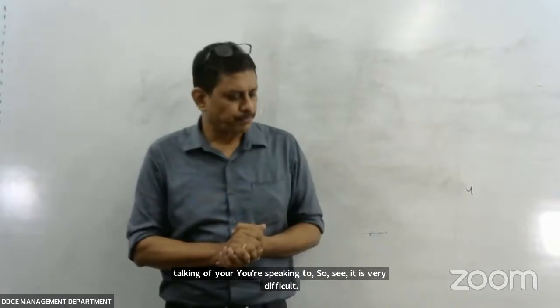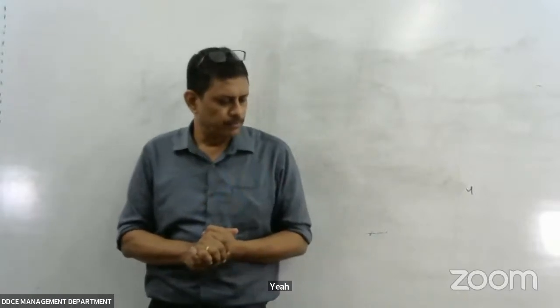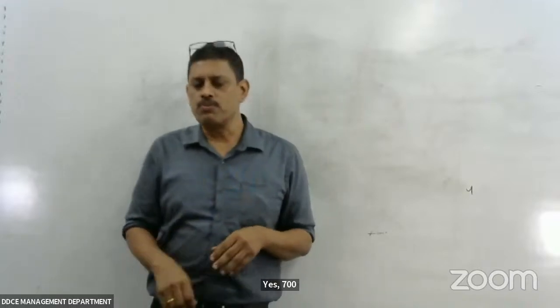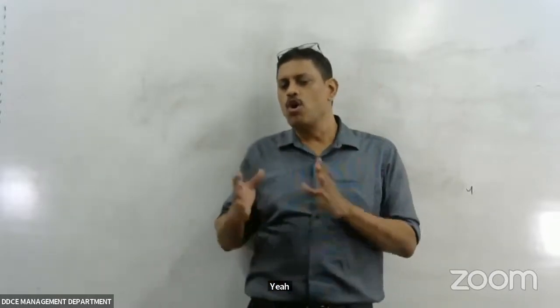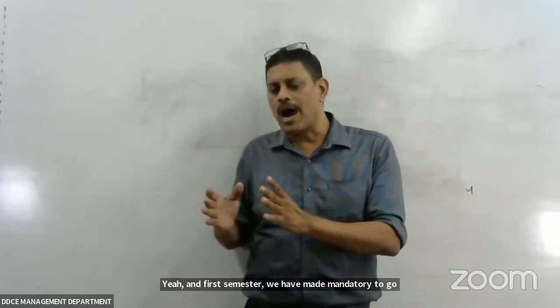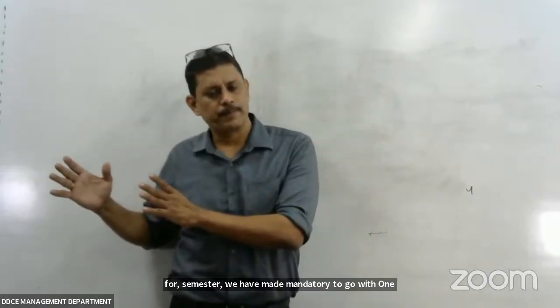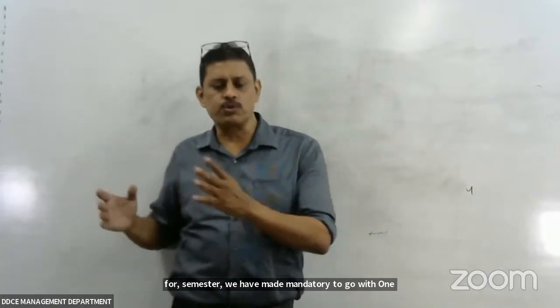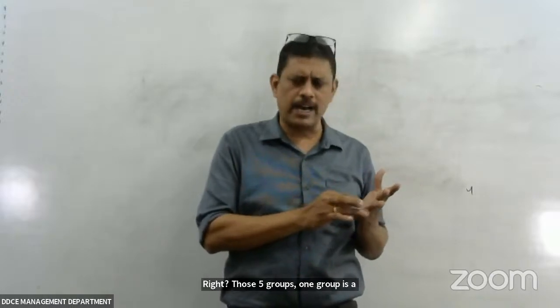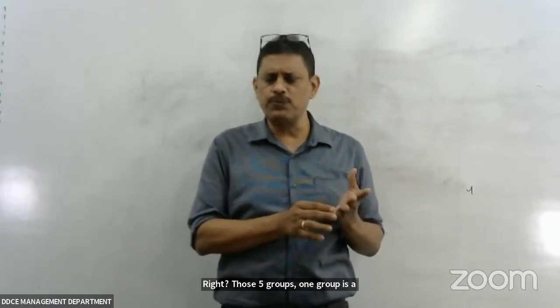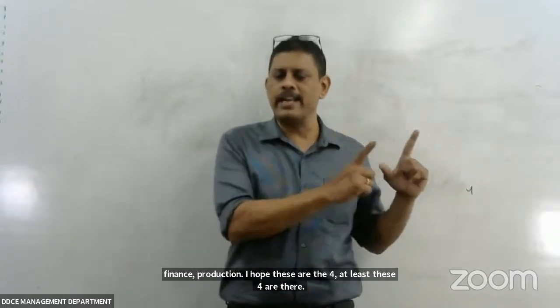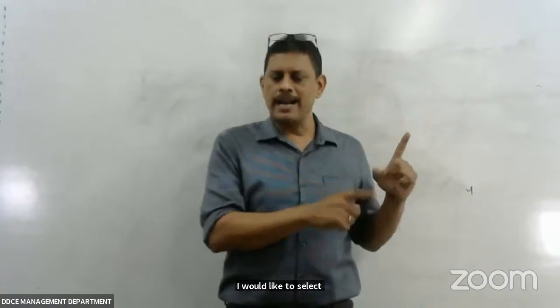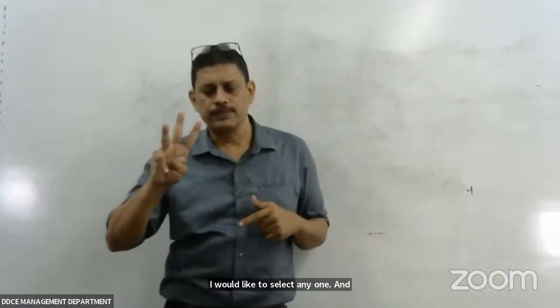Another thing. Yes, sir. For the fourth semester, what is the choice? How many subjects are there and how do we have to do it? In the fourth semester, we have made it mandatory to go with one group out of 4 or 5 groups. Of those groups, one is HR, marketing, finance, production. I hope at least these 4 are there, out of which you need to select any one group. And in each group, 3 papers are there.